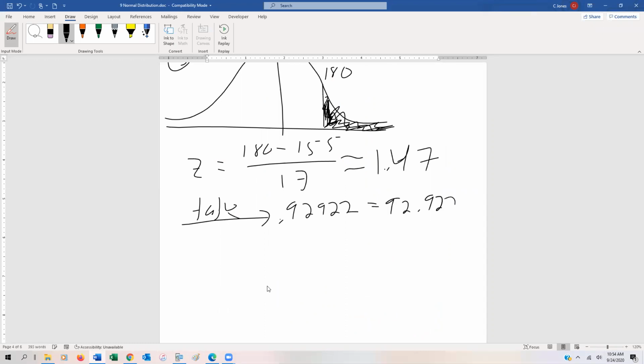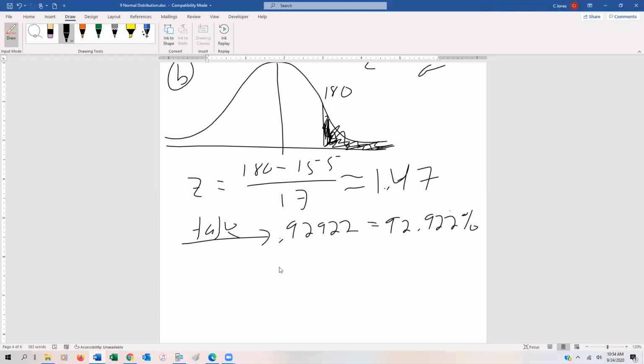92.922% of the data. Now, the question is, does that make sense? And clearly it doesn't, because this probability should be much less than 50%. What is 92.222? Well, 92.222 is the area below that 180.